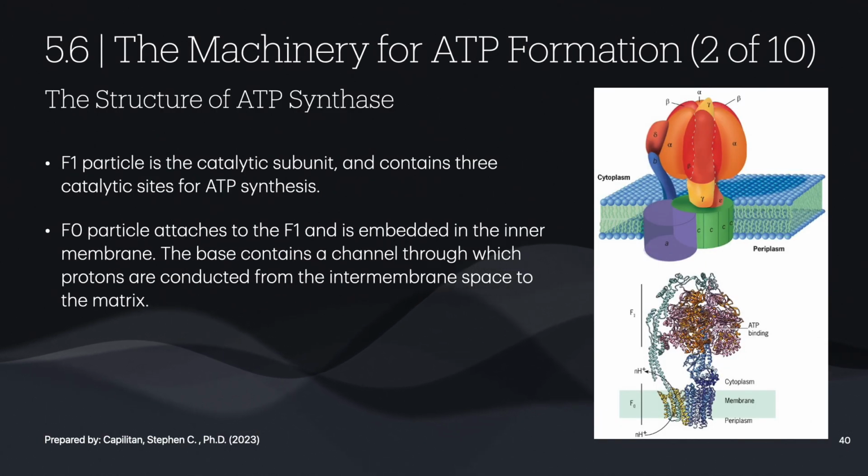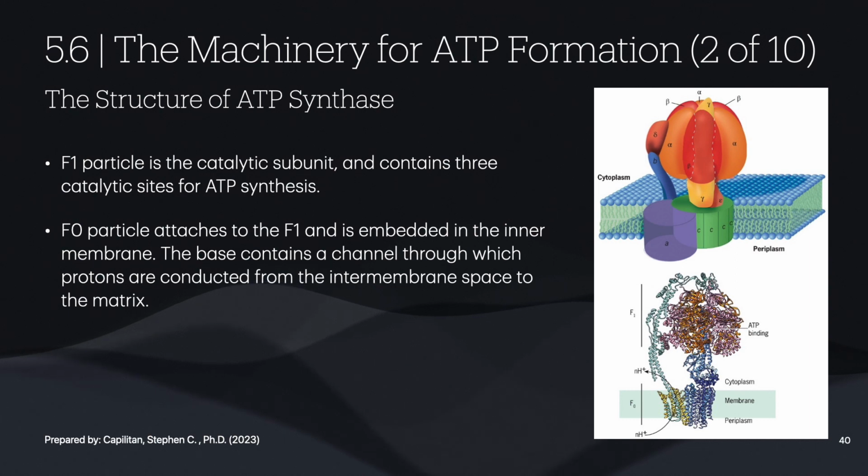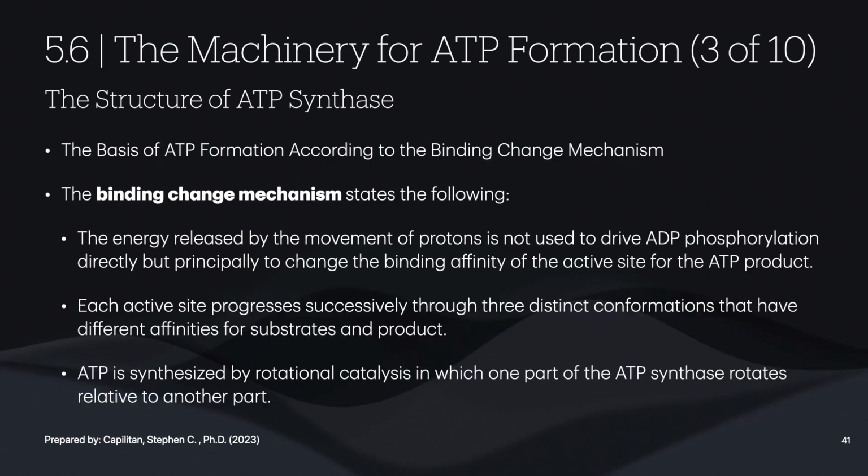So we move forward with the structure of the ATP synthase, which is an enzyme. Look at the F1 particle, which is the catalytic subunit and contains 3 catalytic sites for ATP synthesis. The F0 particle attaches to the F1 and is embedded in the inner membrane. Its base contains a channel through which protons are conducted from the intermembrane space to the matrix.